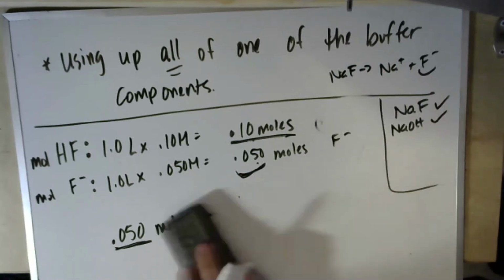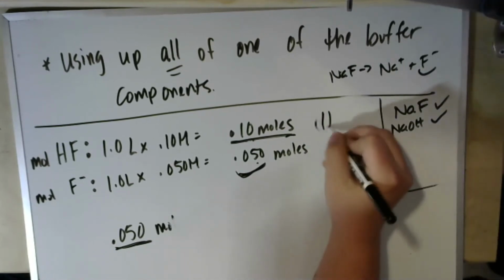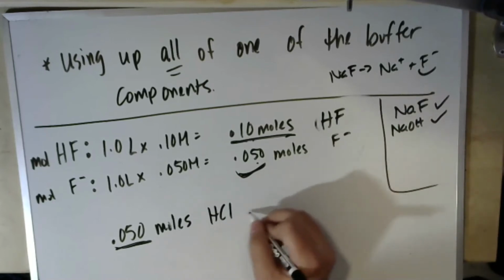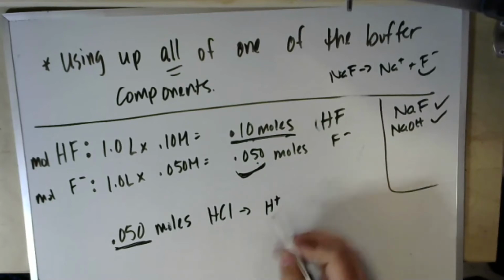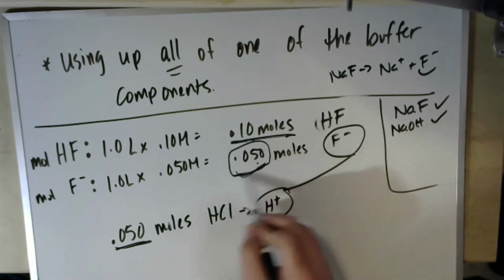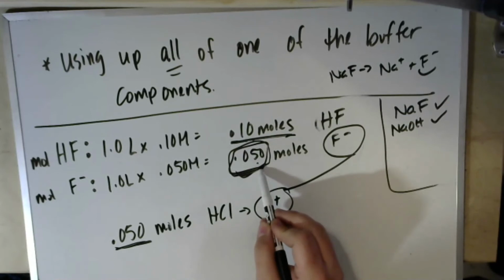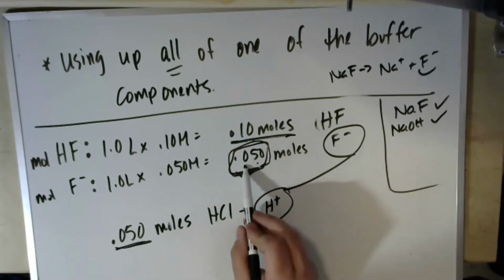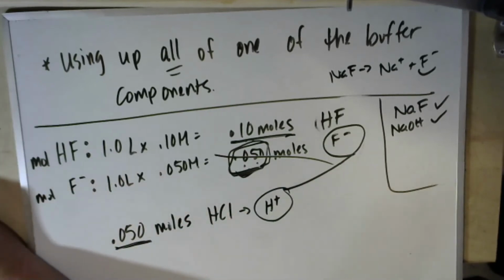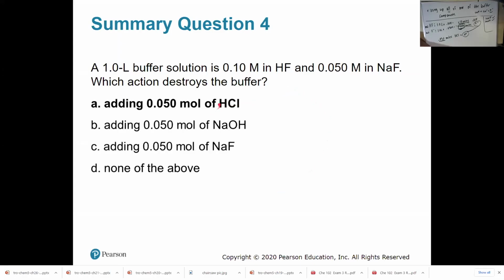I saved the best for last, obviously. If I add 0.050 moles of the HCl, that H plus, the 0.050 moles of H plus, is going to react with my F minus, and it's going to use up all of the F minus that I have available. Once all of the F minus is used up, then that destroys my buffer. So in this case, that HCl addition would destroy the buffer.